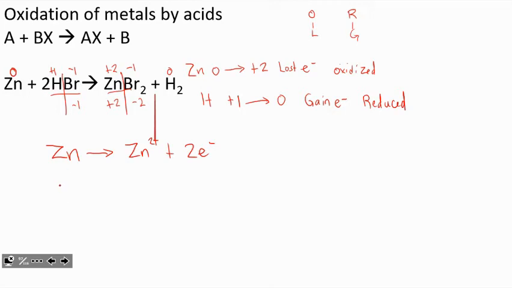If we look at our hydrogen here, our hydrogen is a +1. We would need to have 2 of those. So 2 hydrogen plus 2 electrons is going to give us H2.